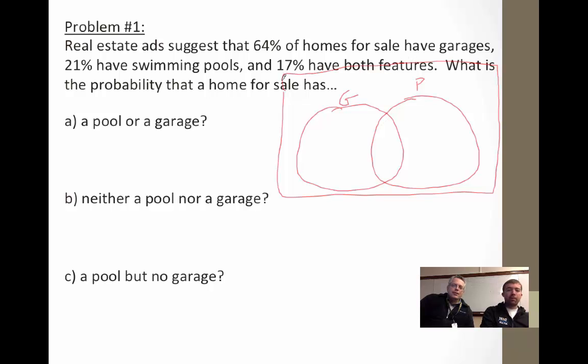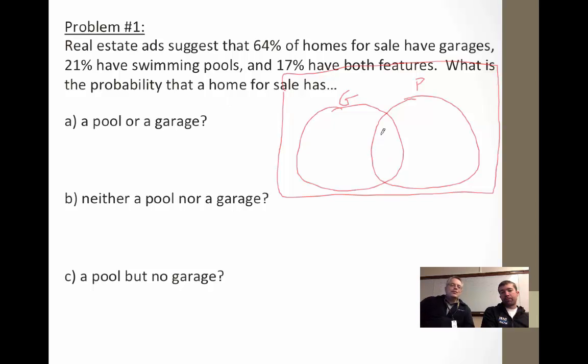Okay, so we start filling in stuff. Mr. Lewis, the very first thing people do, because it's the first number, is they try to put the 64% somewhere. But we don't want to do that yet. Why? Because that 64% also includes the homes that have both a garage and a pool, so we don't know how to split it yet. We don't want to double count. And the same thing with the 21% who have pools. We don't know how that 21% splits up in the circle.